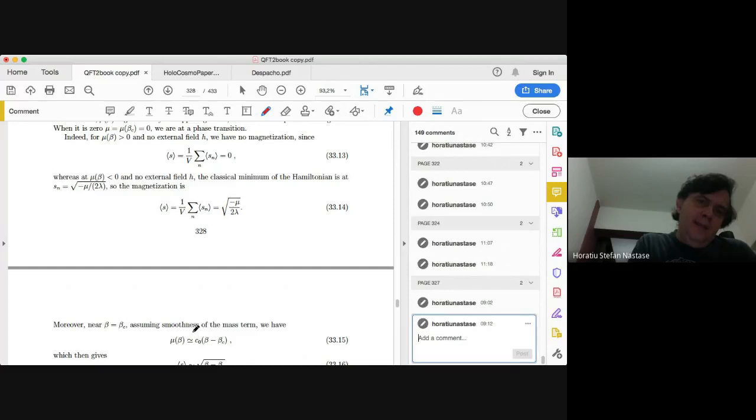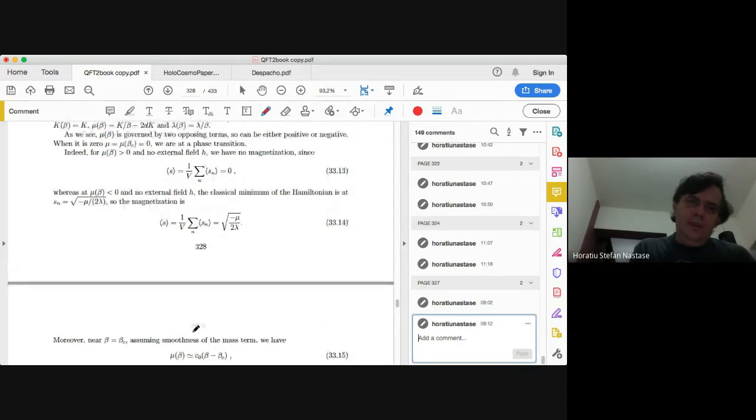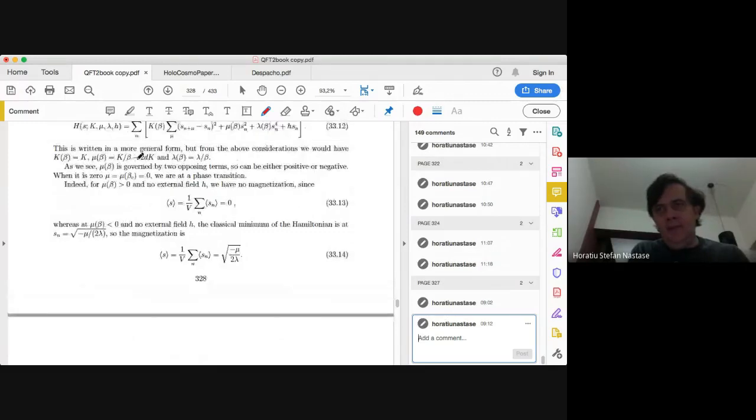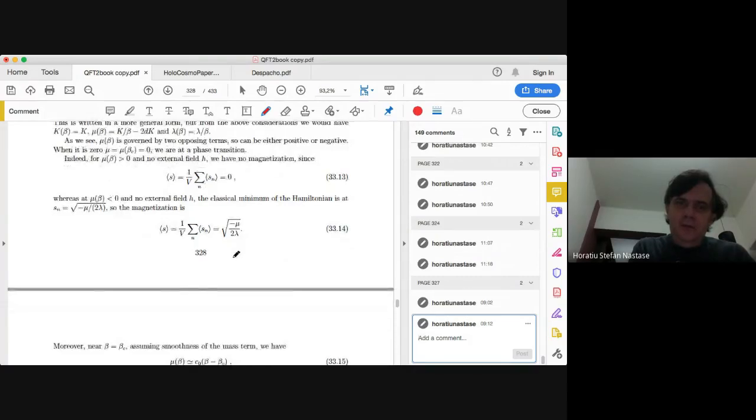This fact is, on one hand, given by the example that we wrote, and on the other hand, you can think phenomenologically. So mu of beta, we see that for positive beta, we have zero magnetization. For negative beta, you have magnetization proportional to the square root of beta, to the square root of mu.